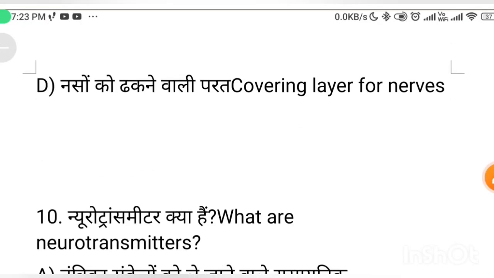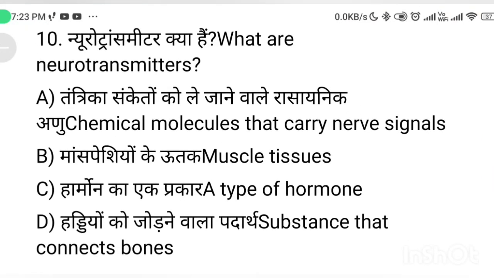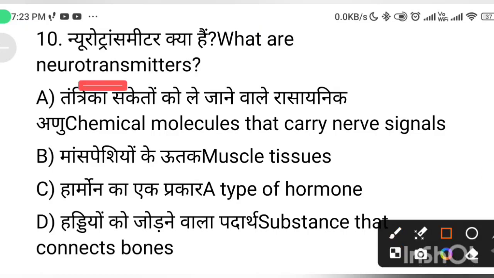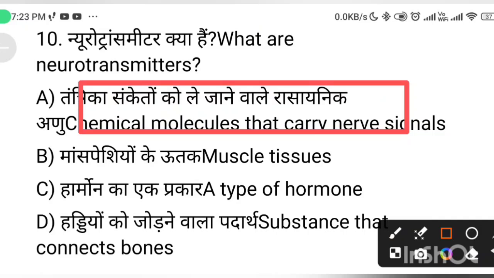Next question. What are neurotransmitters? Option A, chemical molecules that carry nerve signal. Option B, muscle tissue. Option C, a type of hormone. Option D, substance that connects bones. Correct answer is option A, chemical molecules that carry nerve signal. Neurotransmitters are chemical messengers that carry signal between neurons, muscles, and glands throughout the body. Function of neurotransmitter is to carry chemical signal between neurons and target cell, and their role is to enable the brain to perform function and control body function and shape.